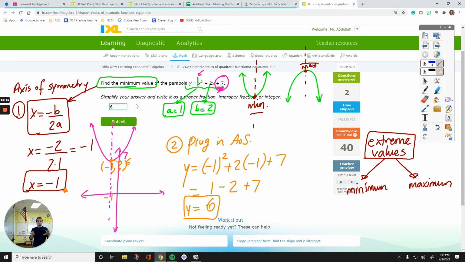So let's just summarize what we did. If you see a question that says find the minimum value or find the maximum value, step 1, find the axis of symmetry, which is negative b over 2a. Once you have that, plug it in for x. Your answer is going to give you the minimum or maximum. Okay, let's submit this.